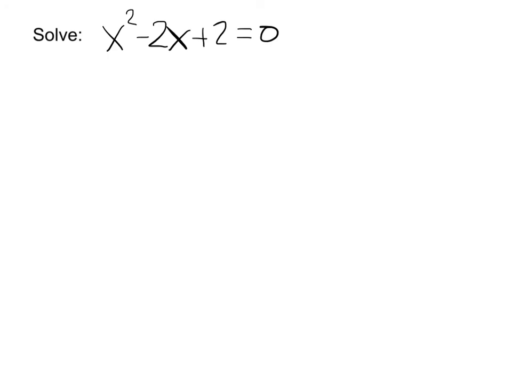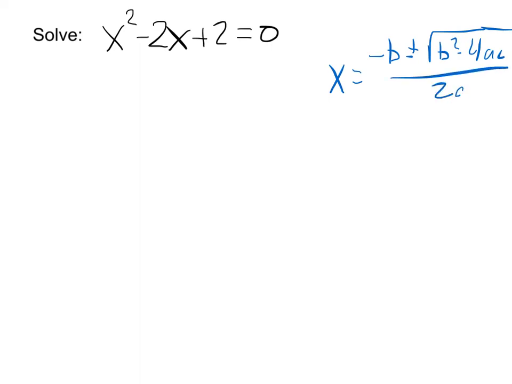When you first see a problem like this, you might instantly think, okay, let's factor this. And you might try once or twice and you realize it's not factorable, so we're going to use the quadratic formula. x equals the opposite of b plus or minus the square root of b squared minus 4ac all over 2a.